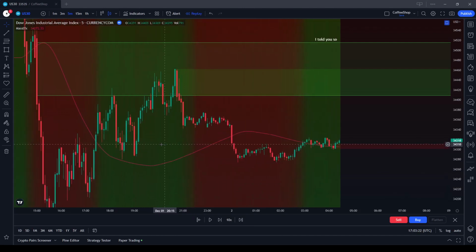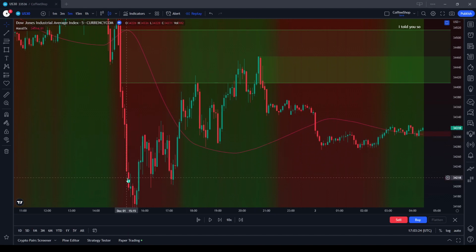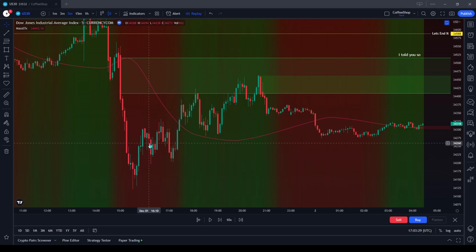And as you can see what it does, the price is kind of moving up a little bit. Let me shrink this down. You see price is moving up, but the background is red. So the only thing I should be looking for are shorts. I should be looking for those short positions here. But then it changes to green. So now I should only be looking for long positions.